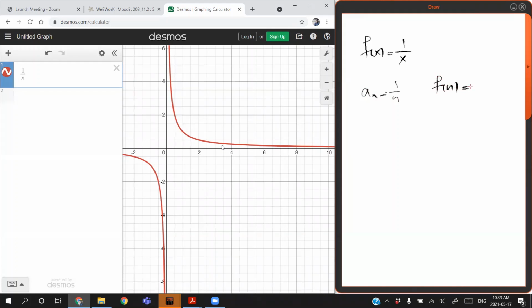And if I define an to be 1 over n, then f of n would be equal to 1 over n, which is the same as an. That is, for a sequence like this, 1 over n, n from 1 to infinity, I can use this function and the integral test. By the way, this is called the harmonic series. It's a very important one.